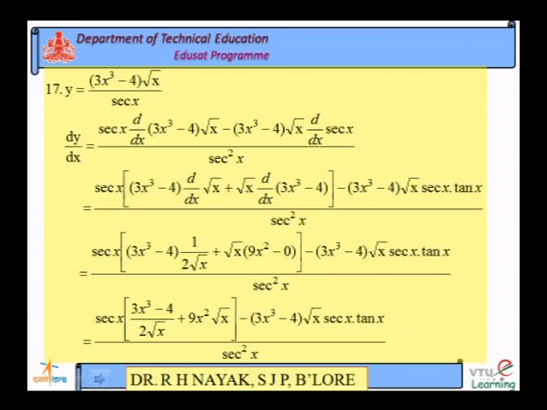It is also of the same type, numerator is u, denominator is v. What the quotient rule says? v into differentiation of u minus u into differentiation of v divided by v square.